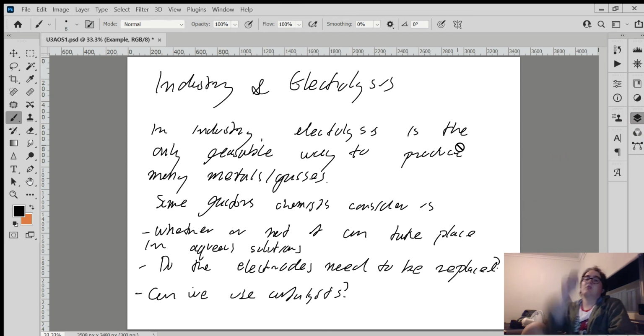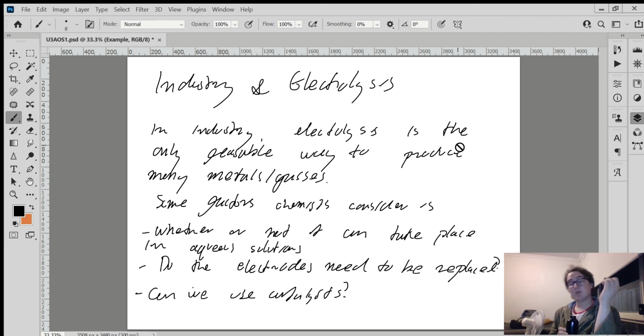Alright, industry and electrolysis. In industry, electrolysis is the most feasible way to produce many metals and gases. Some factors chemists consider are whether or not it can take place in an aqueous environment, whether the electrodes have to be replaced, and whether we can use catalysts. Obviously, we always want it to occur in an aqueous environment because it's so much cheaper than constantly having something heated to the point where it's molten.